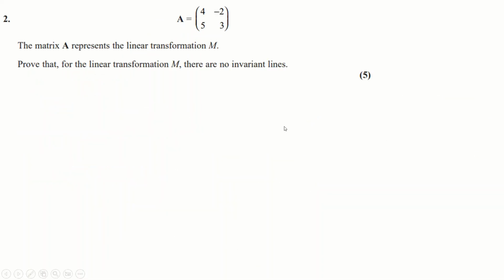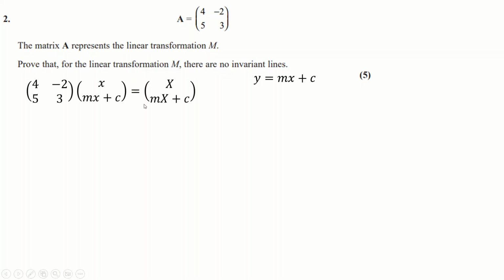Good. Question number 2, I thought was a really harsh question for question 2 of a paper. So we need to take this matrix. We need to times it by, a line is y equals mx plus c, right? So if we times this by the vector x, mx plus c, we're looking to not necessarily be at the same point, but somewhere on that same line. So we get to a new x coordinate, which we can just call big X, and then we'll get to a new coordinate on that line, m big X plus c. So this is the situation that we need to prove doesn't actually ever happen.